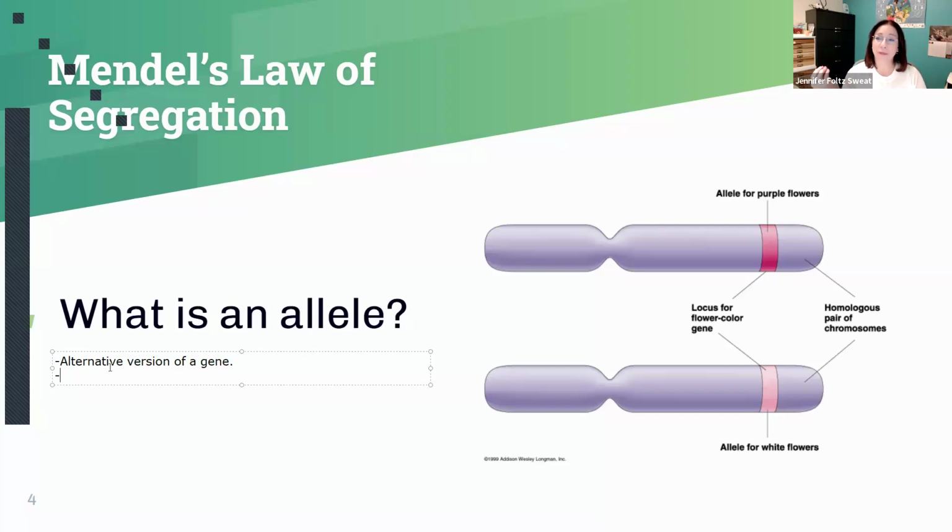So we would give it, I don't know, I guess I would give it a P. I don't like using letters that look the same in upper and lower case because it's hard to tell what you're doing then. But for this example, we'll say that purple is dominant, meaning that if there is a capital P in the genotype, the flower color is purple.